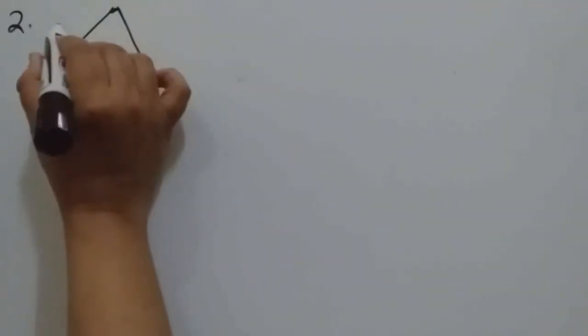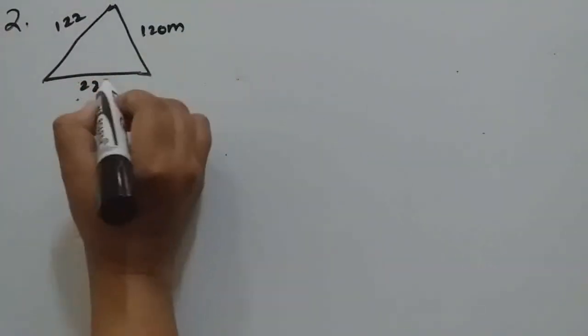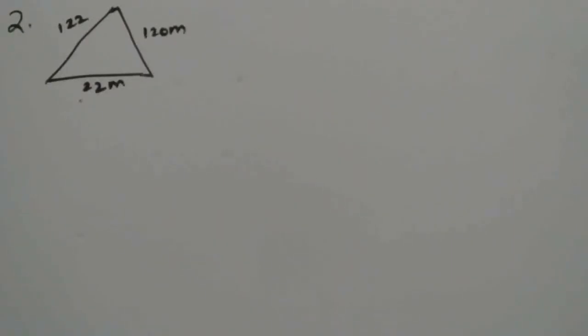Question number 2 is, a triangular side wall of a flyover has been used for advertisement. So sides are given, suppose 122, 22 and 120 meter, all are in meter. Now the advertisement is yielding an earning of 5,000 per meter square per year. A company hired one of its walls for 3 months. So how much rent did it pay?